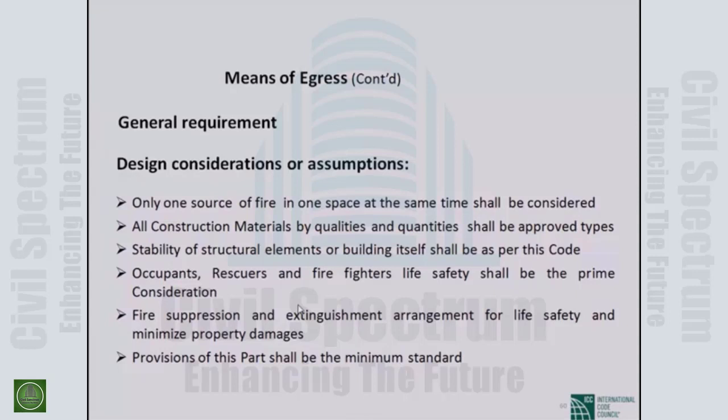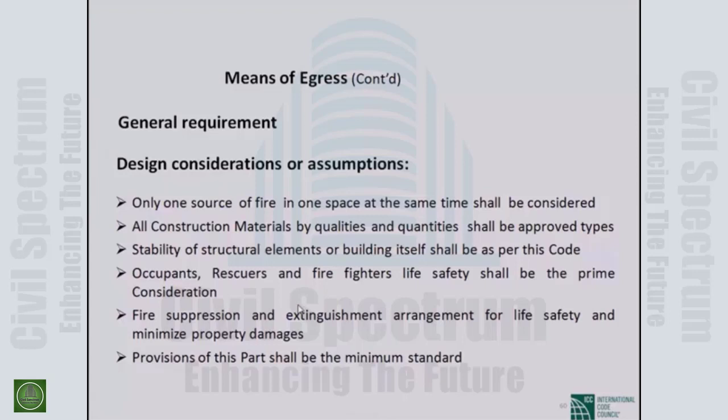All construction material, by quality and quantity, shall be of approved type. Stability of a structural element or the building itself shall be as per this code. Occupants', rescuers', and firefighters' life safety shall be the prime consideration. I repeat, life safety shall be the prime consideration. Fire suppression and extinguishing management is for life safety and to minimize property damage. So you understand, fire suppression and extinguishing is secondary.